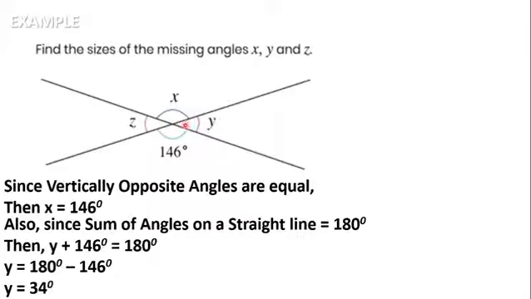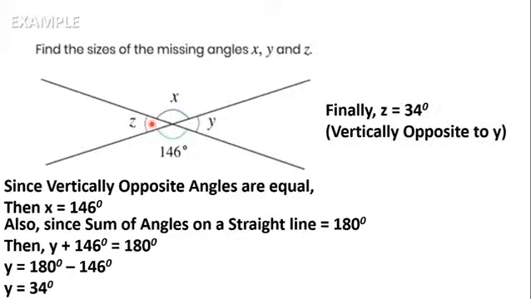And of course, for me to get the value of Z, Z will also be equal to 34 degrees, and you know why that is so. The reason is because it is a vertically opposite angle to Y. Okay, so we've gotten the values of X, of Y, and of Z. We used all the laws of the angles formed between lines to be able to determine the values of these angles. X is equal to 146 degrees, Z equals 34 degrees, and Y also is equal to 34 degrees.